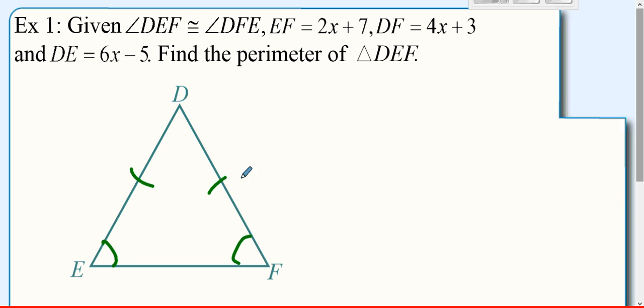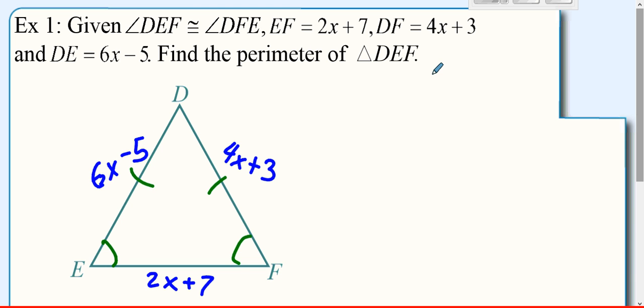Since we know the two angles, that means we know those two sides. So now we're going to use that theorem, that property. EF is 2x plus 7, down here at the bottom. DF is 4x plus 3. And DE is 6x minus 5.